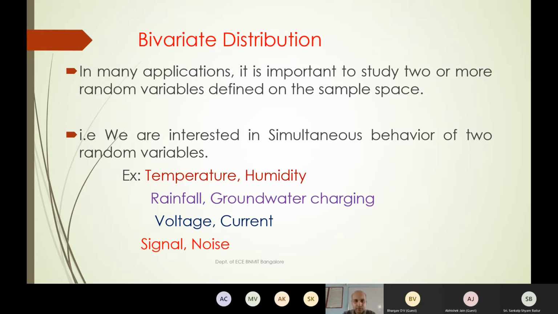In many applications, it is important to study two or more random variables defined on the sample space. Various examples could be, as we discussed, temperature and humidity, which we are going to take a little forward and look at a problem also. Then rainfall and groundwater charging. More so in our courses, we look at voltage and current, the simultaneous behavior of these two phenomena, and in communication, signal and noise.